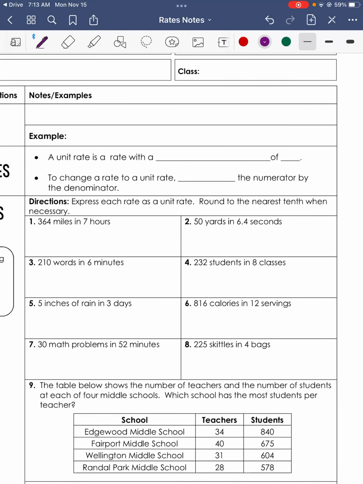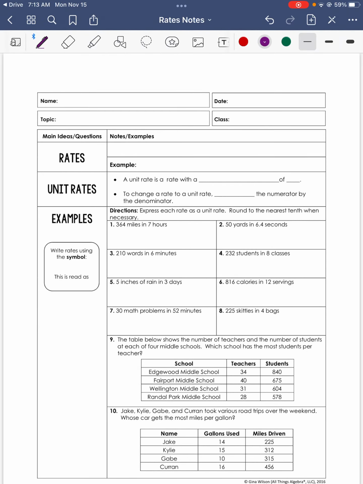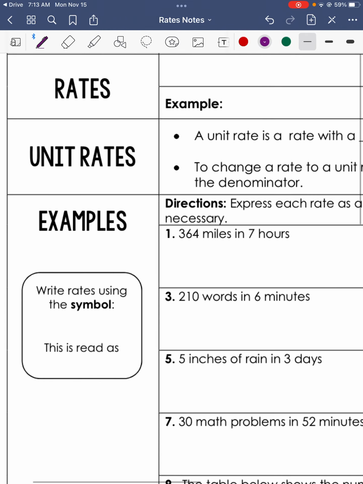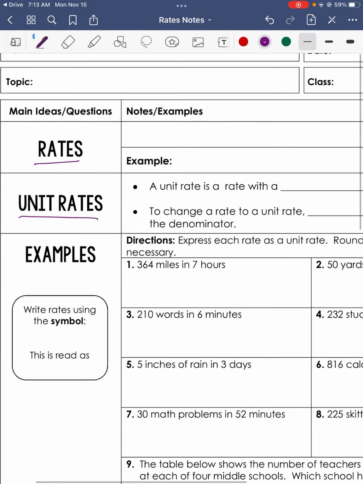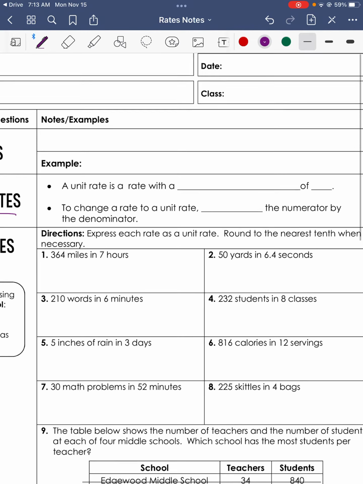Alright guys, good morning. Here are our notes on rates. We're going to be looking at what rates are, and then specifically unit rates and how to calculate them. So let's start with some definitions here.